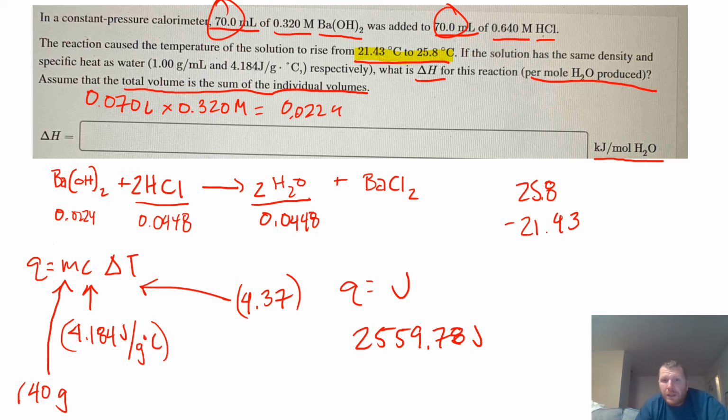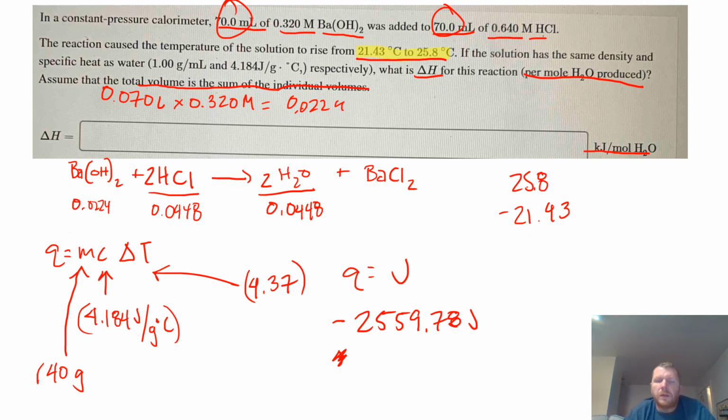With respect to what's happening, we have to find out if this is a negative or a positive value. Well, you can deduce that it is a negative value because that is heat that is being released from the system. And we know that because we're seeing the temperature of our solution increasing. So we're going from 21.43 degrees to 25.8 degrees. So that heat is being released, it's being evolved and being released to the outside environment. So that gives us a negative value there.